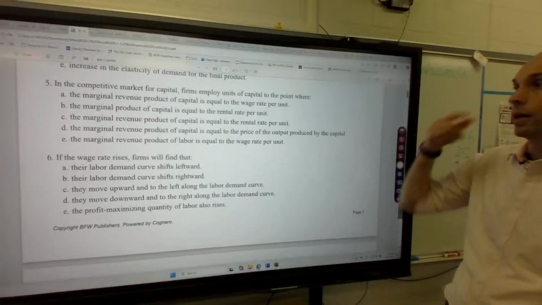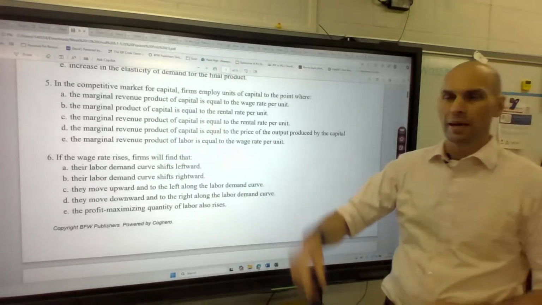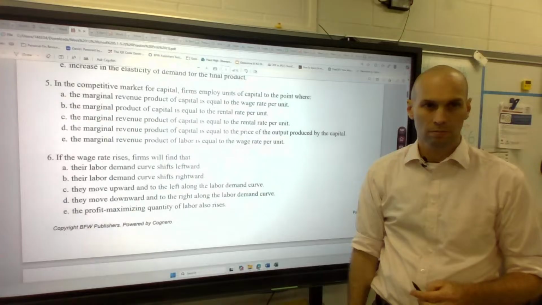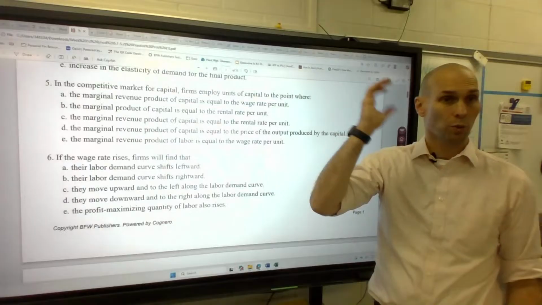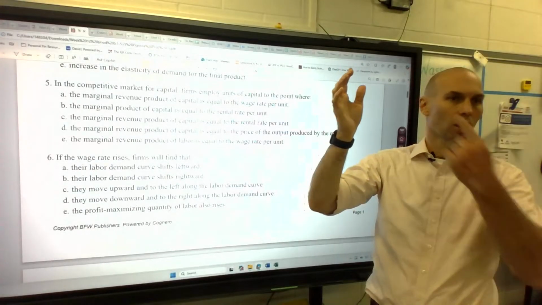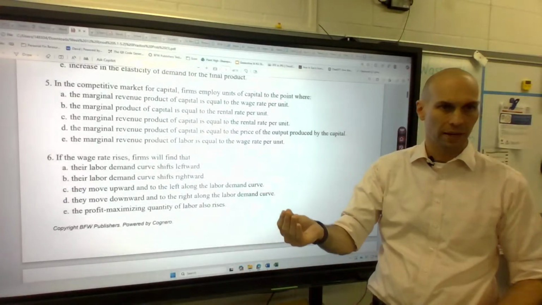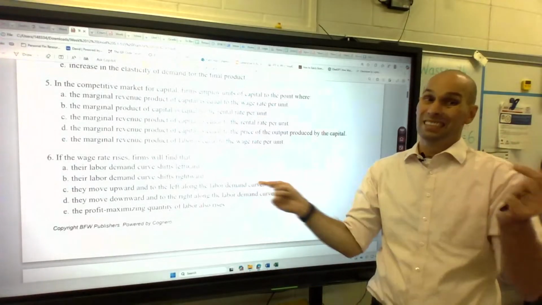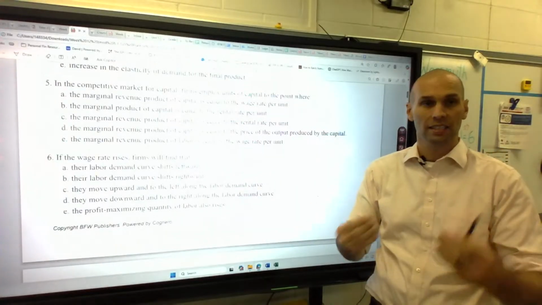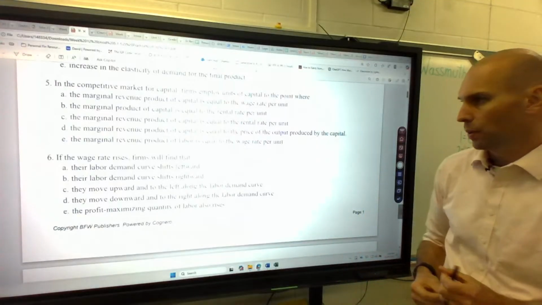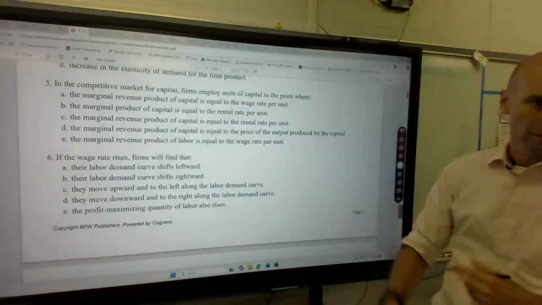And 6, if the wage rate rises, firms find that. Would that shift the demand for labor? It won't. The demand for labor is a relationship between the wage rate and the quantity of workers. That means we go along the curve. That would change the quantity of labor demanded. Remember changes in quantity demanded and changes in demand, like week 3? It's that same question. Wage rate doesn't change demand, it changes the quantity demanded for labor. So, move upward and to the left along the labor demand curve. There it is, we go up the curve.